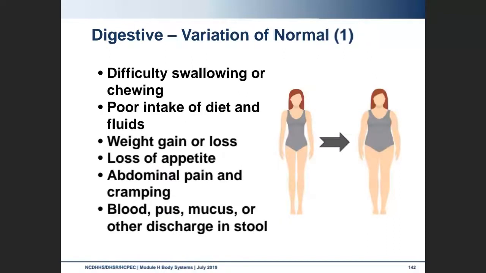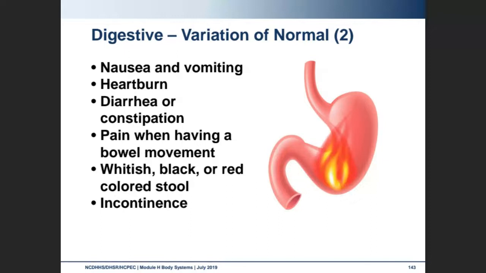Now, going to the next slide that I jumped ahead to. When we see these variations from normal, we want to make sure to report them. Difficulty swallowing or chewing, poor intake of diet and fluids, significant weight gain or loss, loss of appetite, abdominal pain or cramping. If we notice that the stool has any blood, pus, mucus, or other discharge in it, in that case, don't flush it because the nurse is going to need to see it. Or incontinence. If your resident, you see them or they complain of nausea and vomiting, heartburn, diarrhea, constipation, pain with bowel movements, or that whitish, black, or red color stool as well. Again, this may in some cases be related to supplements like iron or foods like beets, but never go on that assumption. Always let the nurse take a look to evaluate that.